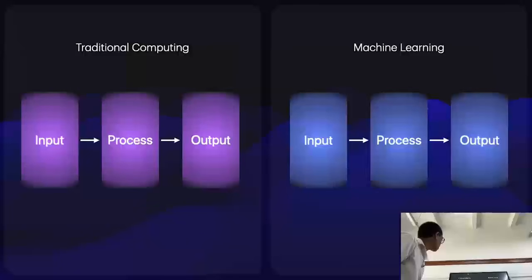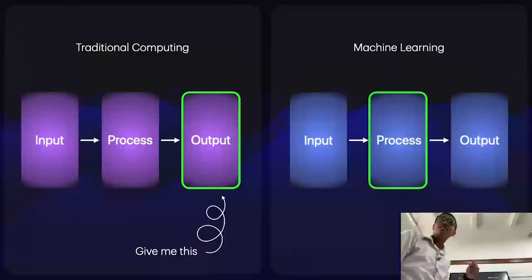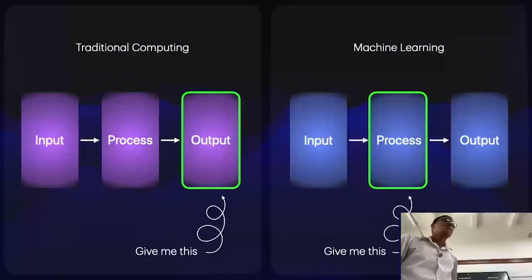So, in traditional computing, we give the input and then we give the process, and we want to get the output, right? In machine learning, we give the input and the output. We want the process, right? Clear? Okay. You can come.